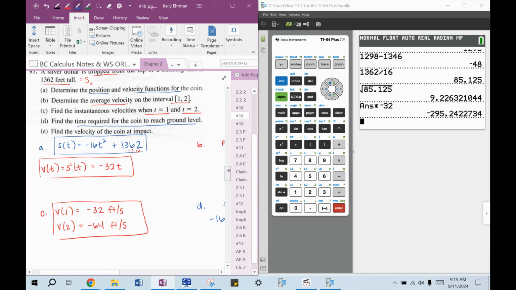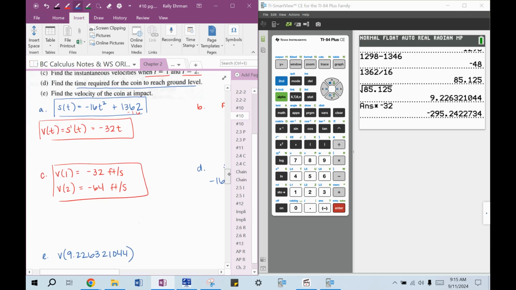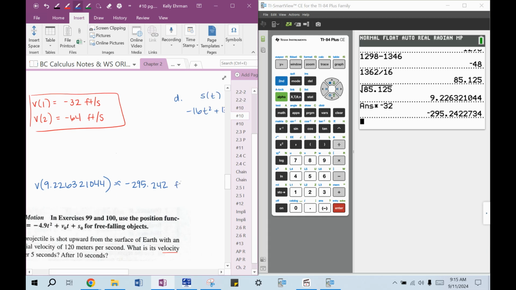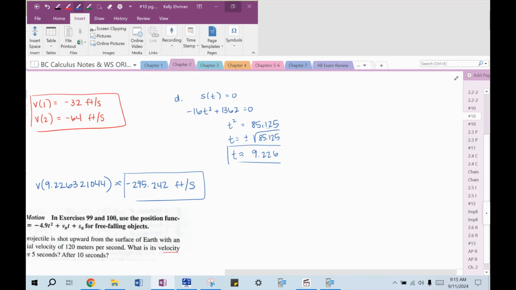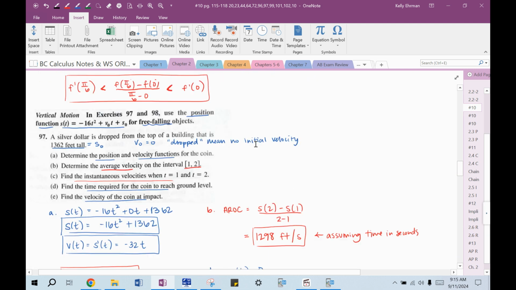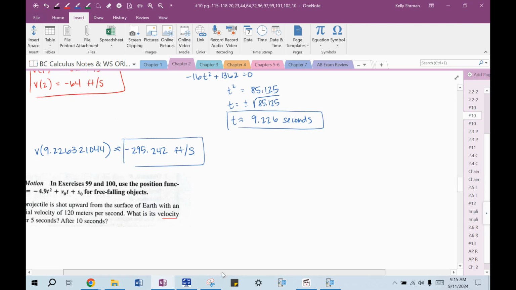And I get this time. So this is approximately negative 295.242. And again, I would call that feet per second. All right. I don't remember that answer, so I just want to double check. Oh, yeah, I did get that. Okay. On to the next thing.